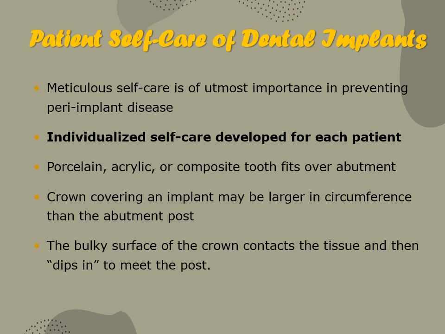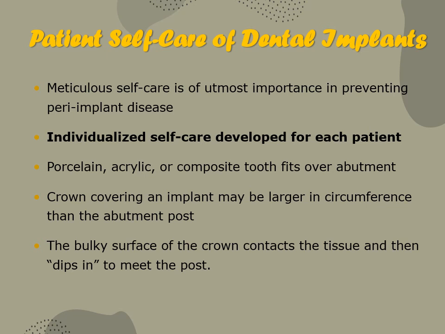Porcelain, acrylic, or composite tooth fits over abutment. So depending on what the crown is made of, that's going to determine what the patient should be doing and your care of it as well. Crown covering an implant may be larger in circumference than the abutment post. So here it's really important that you show them the C-shape technique, how to contour the floss around the tooth. And then when they go in, they're going all the way into the abutment post, which is going to be a very narrow space.